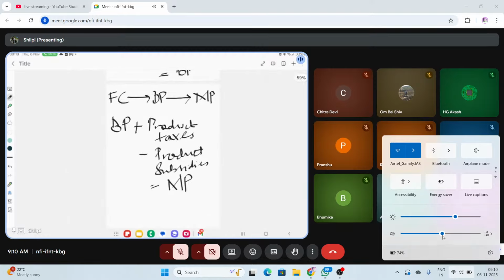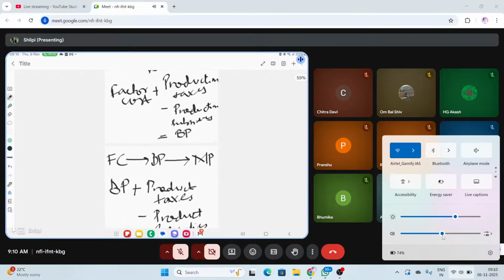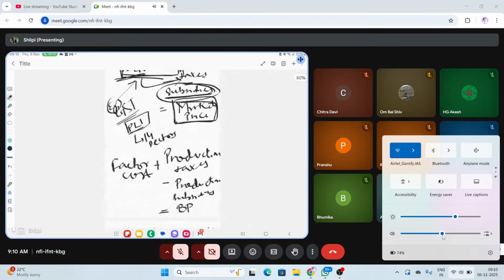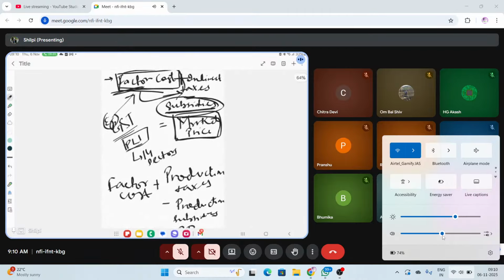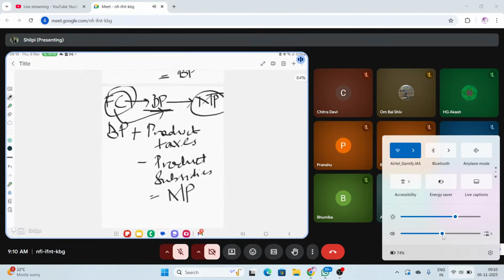So please write these two formulas, very very important. I think we would have missed it in the class. So firstly, we saw how to move from factor cost to the market price. Then we introduce a concept in the middle of the factor cost and market price, that is the basic price. To move from factor cost to basic price, all the production taxes and the production subsidies are considered. And to move from basic price to market price, all the product taxes and the product subsidies are considered.